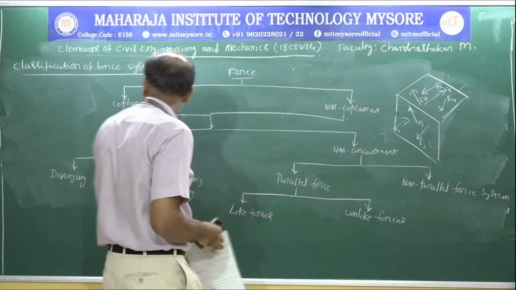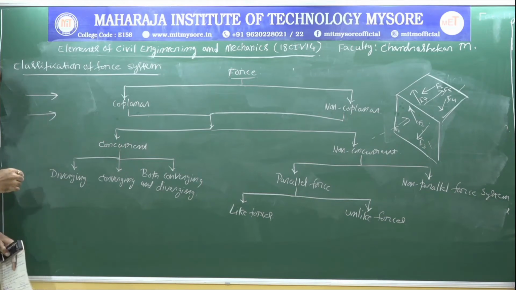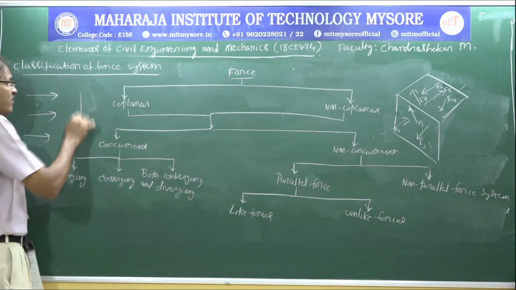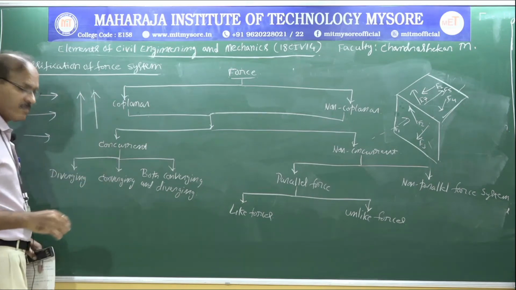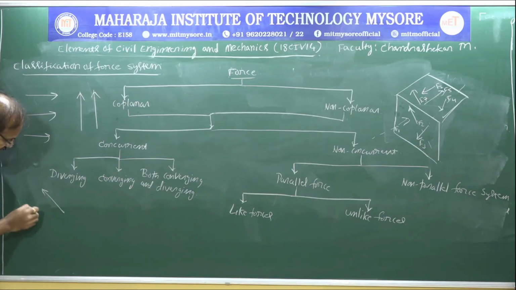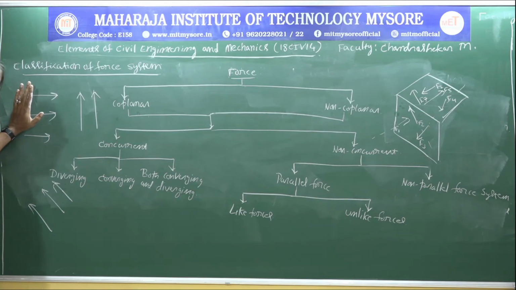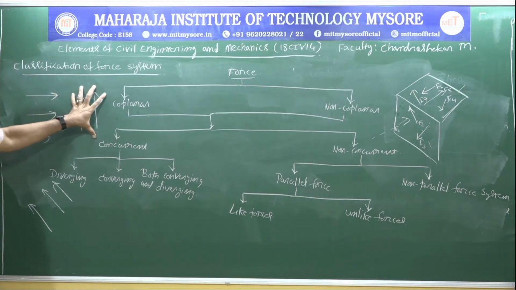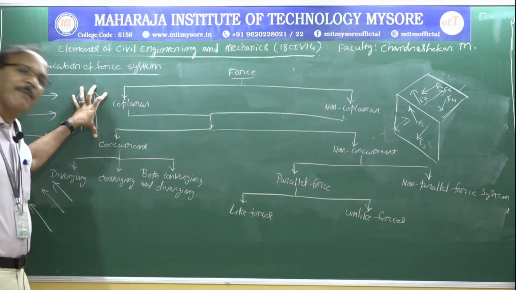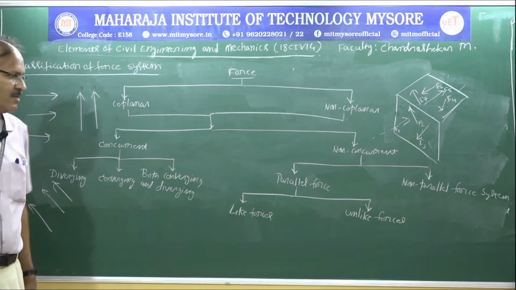What is a parallel force system? If I take a system of forces like this, okay, these are a coplanar parallel force system. Similarly, these two forces are again a coplanar parallel force system. Similarly, these things. Of course, they are acting in different directions, but those forces are parallel to each other.